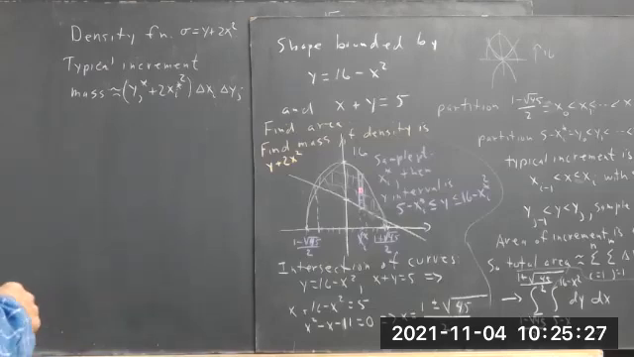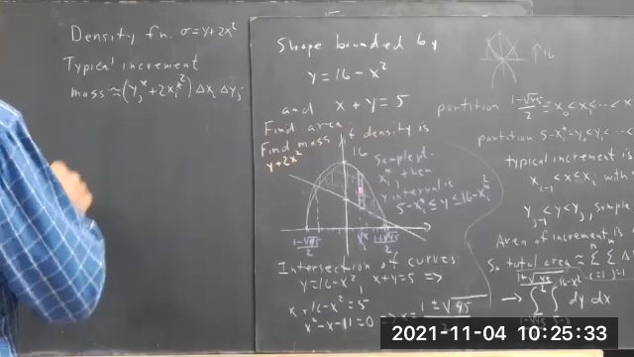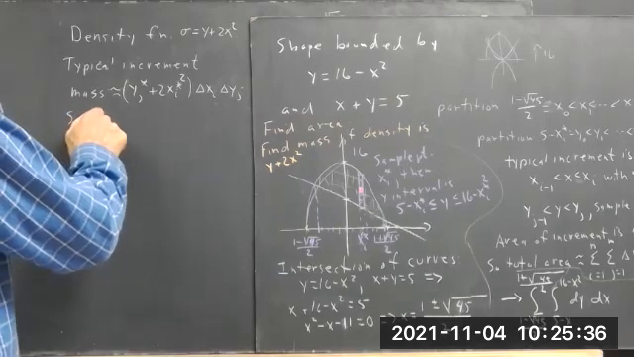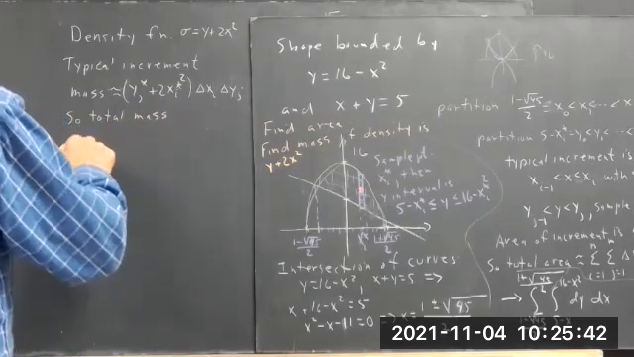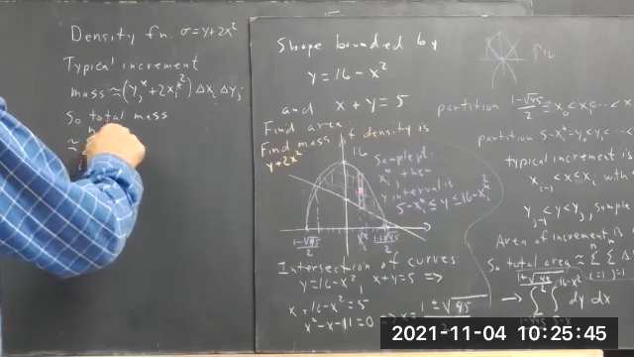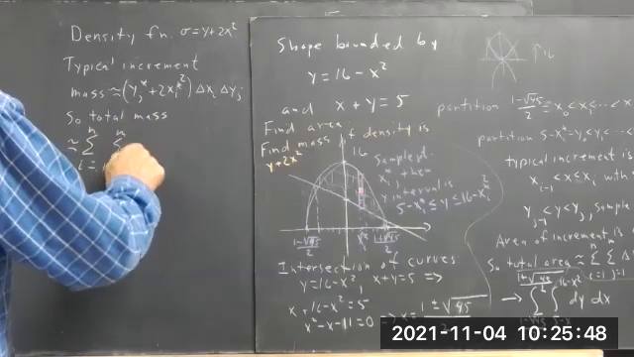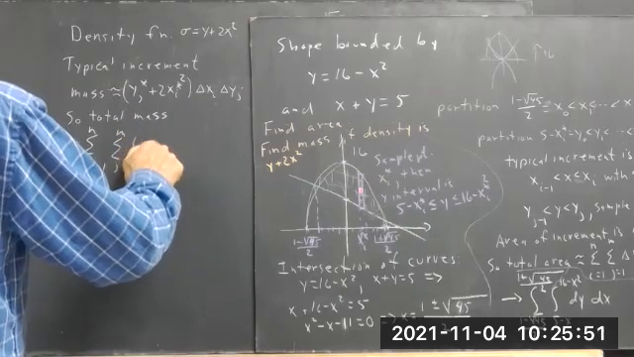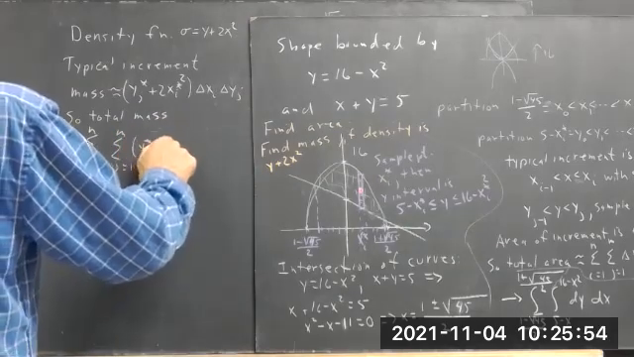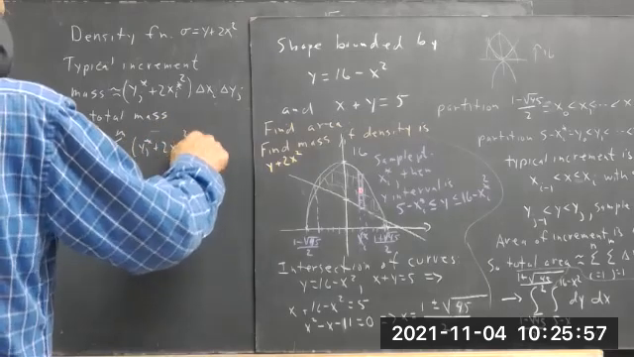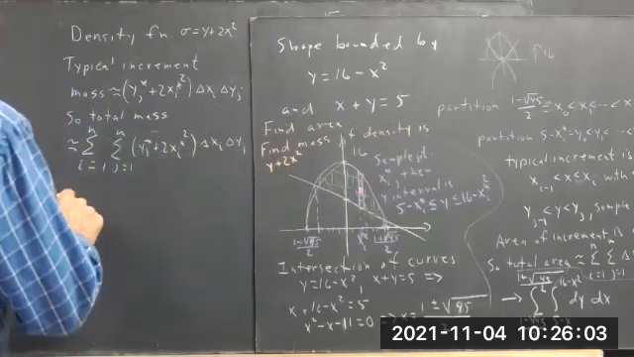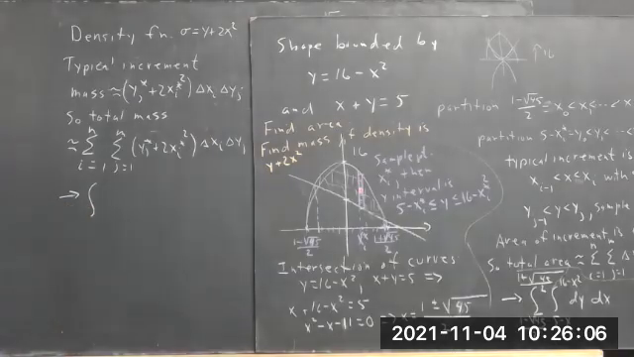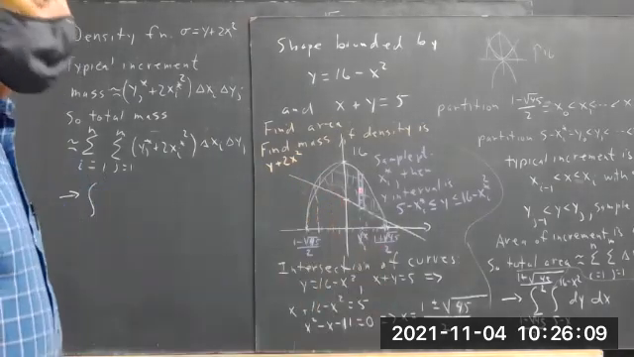Then the total mass will be approximately the sum, j equals 1 to m, i equals 1 to n, of yj star plus 2xi star squared, delta xi delta yj. That approaches the integral. And the integral is going to have exactly the same limits it did before.